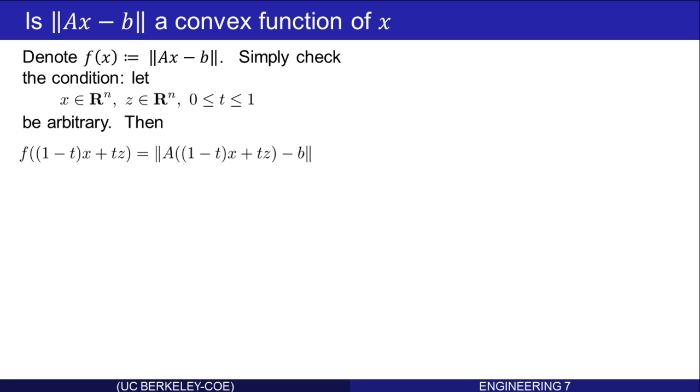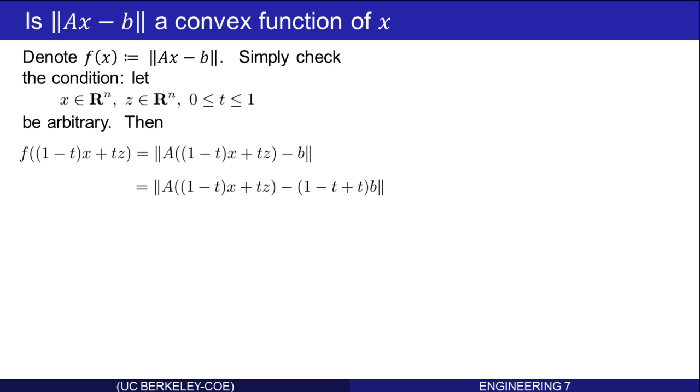Then evaluate the function at that combination of x and z. Plugging in what f is, the norm of A times the argument minus b, gives A times the combination of x and z minus b. The first thing to do is to replace the 1 times b with (1 minus t plus t) times b. That's all that's happened in that equation. Notice that that's just a 1, so we haven't changed anything.